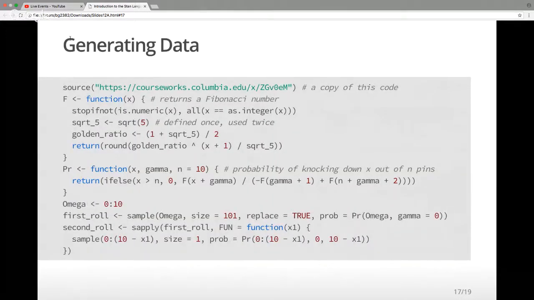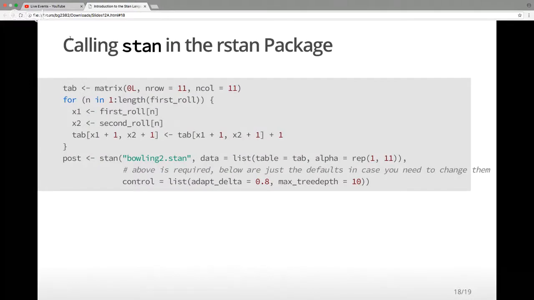So we just generate some data like we did on the first or second week, using actually this Fibonacci probability mass function to generate the data. But let's say we don't know that it's a Fibonacci based thing, and we're just estimating our simplex vector pi. We make with a loop this table of the number of times that you knock down this or that number of pins on the first roll, the second roll, etc. So we can pass it to Stan.